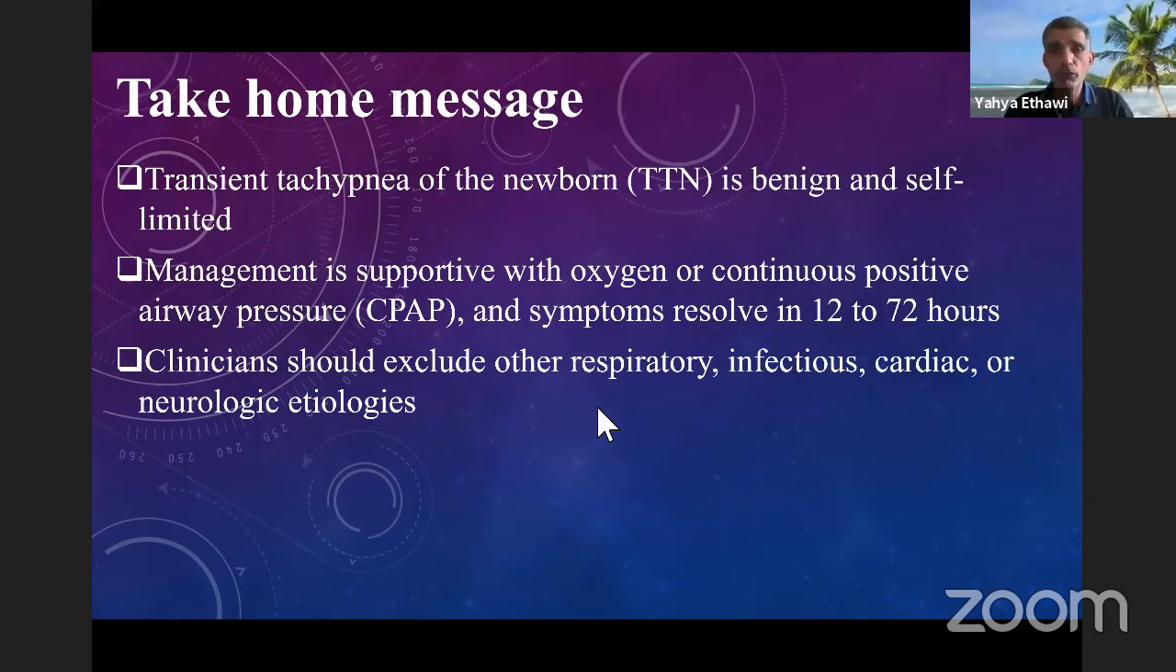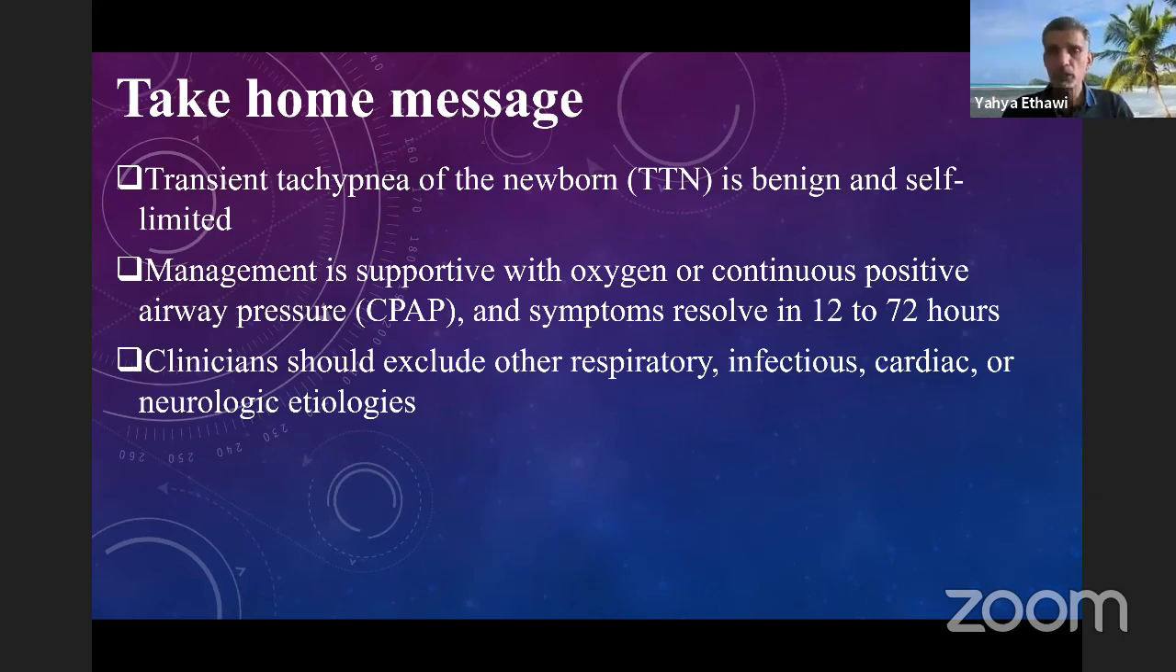So what is the take-home message? Transient tachypnea of the newborn is a benign, self-limiting disease. It starts within the first 6 hours and usually resolves within 24 hours if it's mild. If sometimes moderate, it goes up to 72 hours. Usually it does not need anything more than non-invasive respiratory support, whether nasal cannula or CPAP.